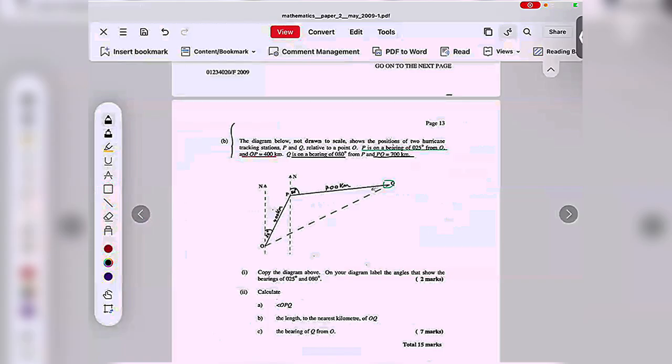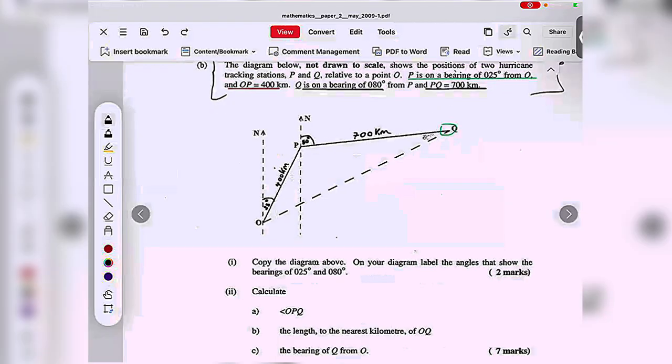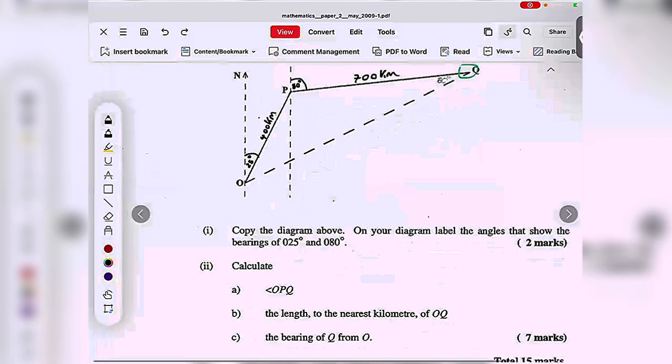So we read everything. If you notice, guys, I'm not even looking down here, because I can't answer anything down here until I've completely interpreted what is up here. As soon as I read, I start interpreting at the same time, because I know it's going to be a headache when we reach down here if I don't know what is up here. All right, so it says copy and complete the diagram above, which means you would redraw it on your page. On your diagram, label the angles that show the bearings 25 and 80, which you were successful in doing. We get 2 marks.